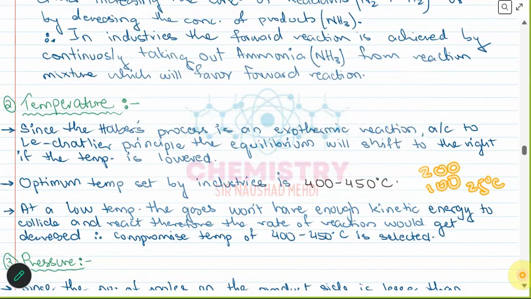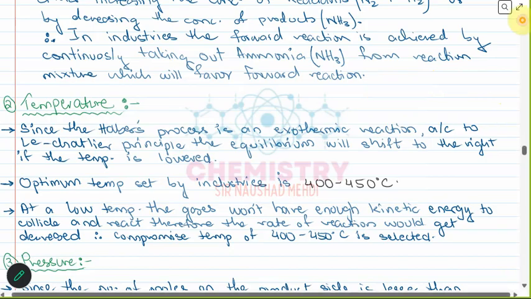So, beta, what will happen? The kinetic energy of the particles will decrease. Yes or no? Because decreasing the temperature will decrease the kinetic energy. And beta, when the kinetic energy of the particles decreases, there will be a smaller number of collisions. Yes or no? And because of fewer collisions, what will happen? The rate of the reaction decreases. Understood? Yes or no?